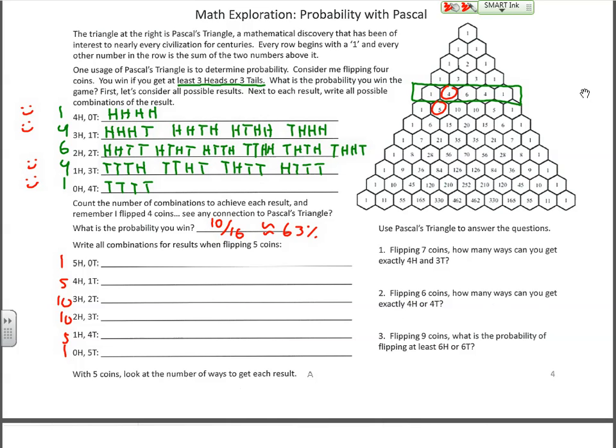So when you get to these questions over here, where it says flipping 7 coins, how many ways can you get exactly 4 heads and 3 tails? Your answer to that is going to come from row 7. Okay, because you're flipping 7 coins.